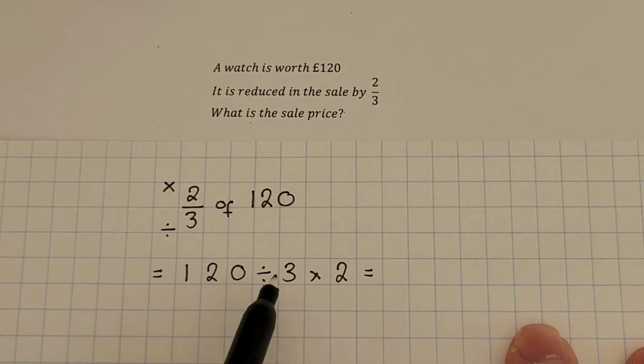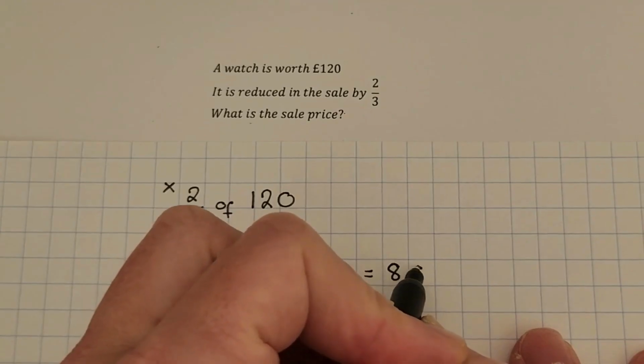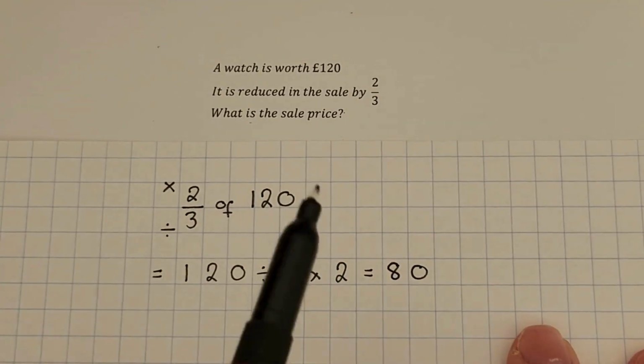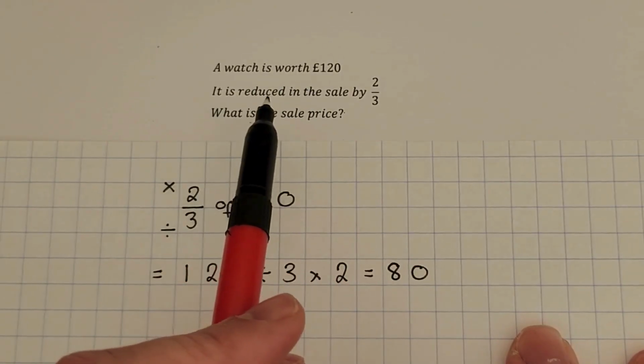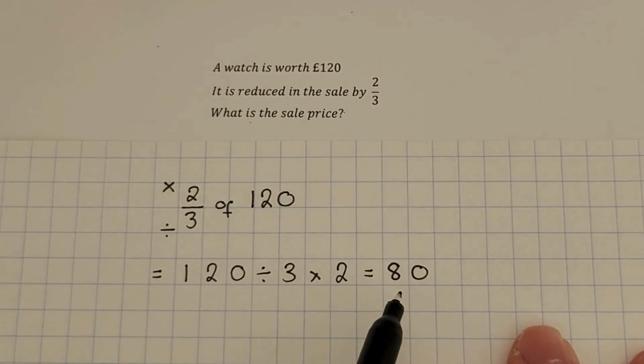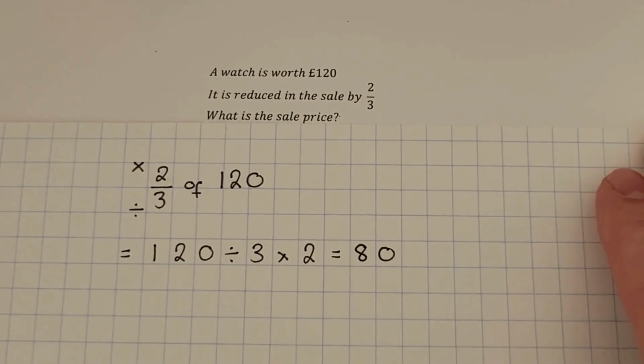Now 120 divided by 3, well, I know 12 divided by 3 is 4. That's going to be 40. When we multiply that by 2, we should get 80. But it's always important to read the question. A watch is worth 120 and it is reduced in the sale by 2/3. So that's how much it's been reduced by. And the question wants us to work out the sale price.